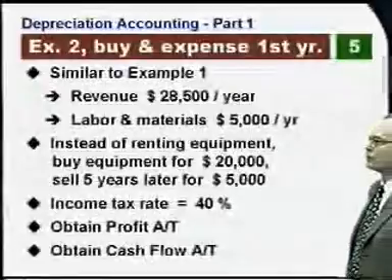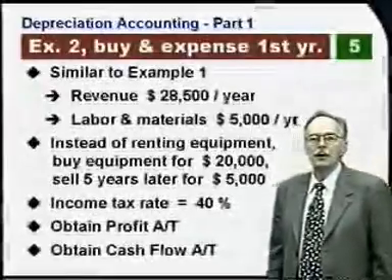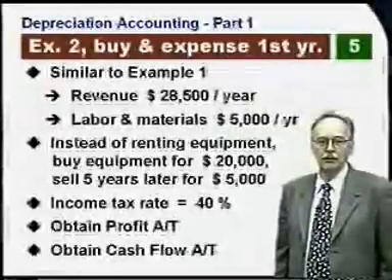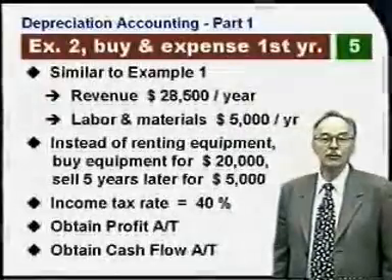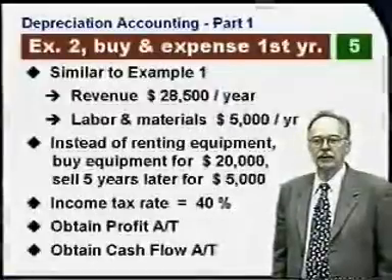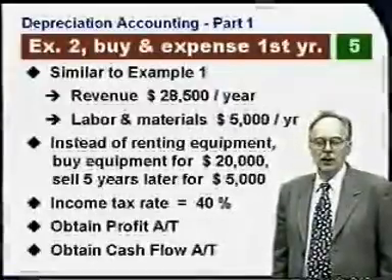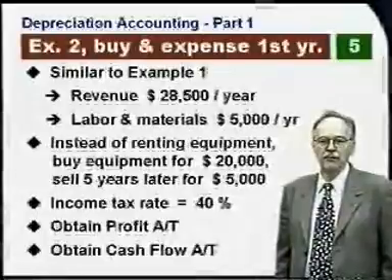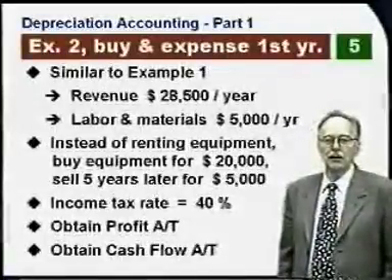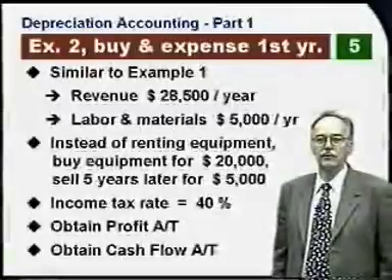Let's look at example 2, which is similar to example 1, but with a major difference where the company is now going to buy the equipment. So let's imagine that the company will buy the equipment for $20,000, use it for 5 years, and then sell it for $5,000. The company is in the same income tax bracket, the 40% rate, and we wish to obtain the profit after tax, and later we will obtain the cash flow after tax.